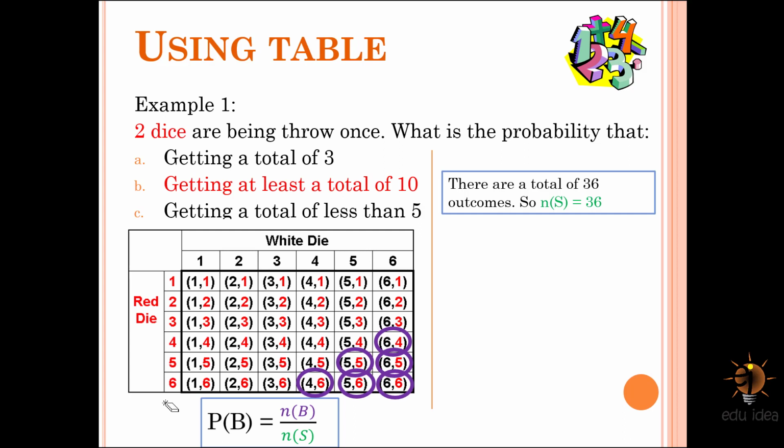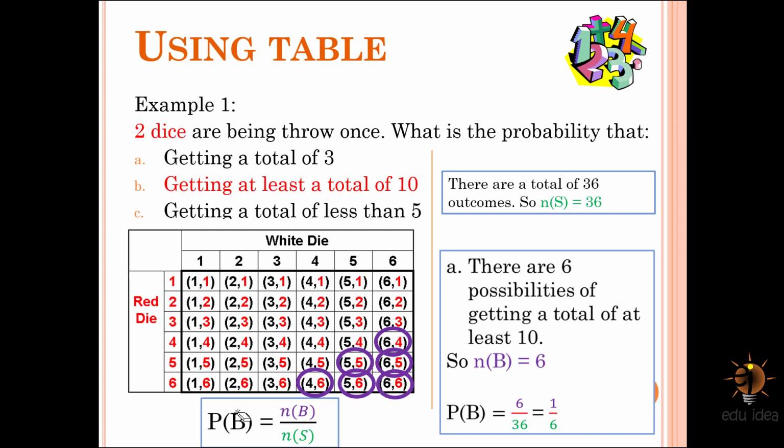We cannot have any other samples in which you will get at least 10. So how many do we have in here? 1, 2, 3, 4, 5, 6. So we have 6 samples. So for question B, n(B) is equal to 6, because we have 1, 2, 3, 4, 5, 6 of them. And the total number of outcomes is still 36. So it's 6 over 36, or simplified, equals 1 over 6.